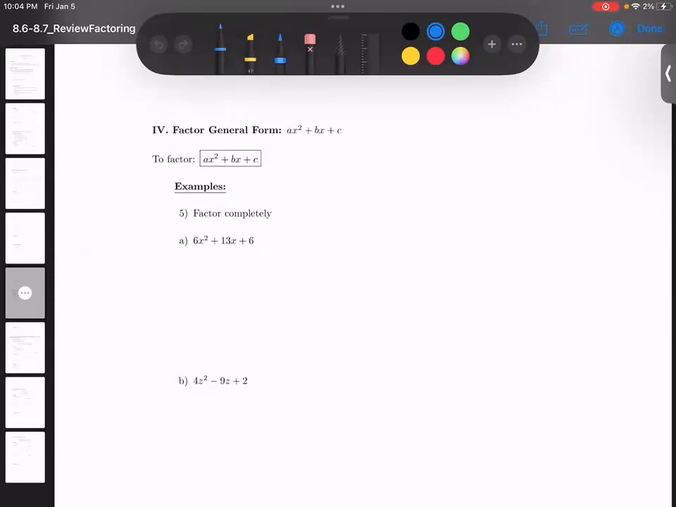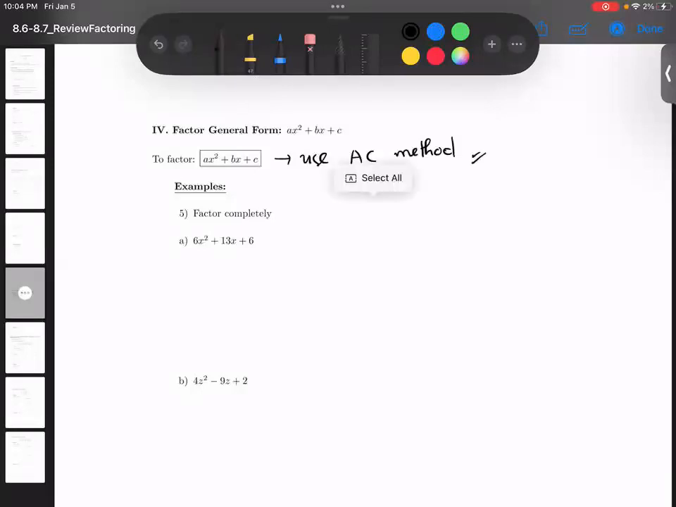Objective 4: factor in general form, where a is no longer 1. To factor in the form ax squared plus bx plus c, we're going to use the AC method. You can use the guess and check method. It's similar to the previous guess and check method, just slightly different. But in this objective, I'm going to teach you exclusively how to use the AC method.